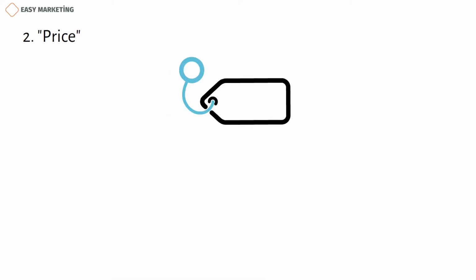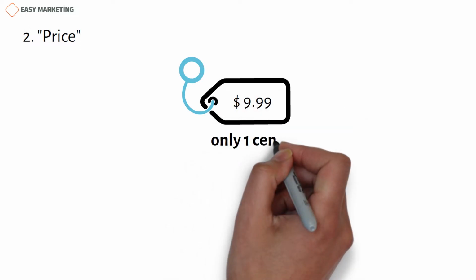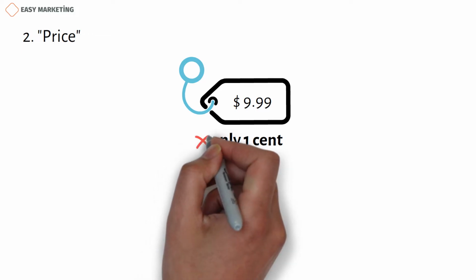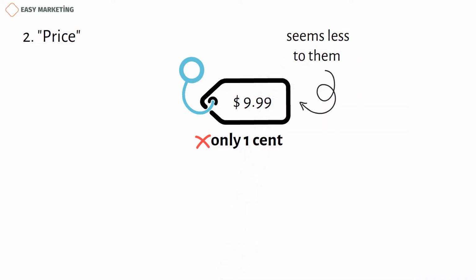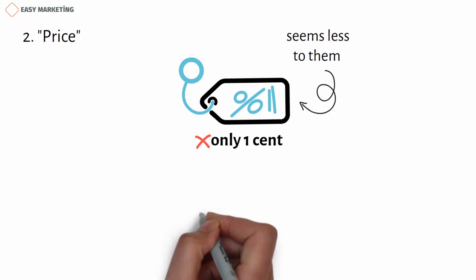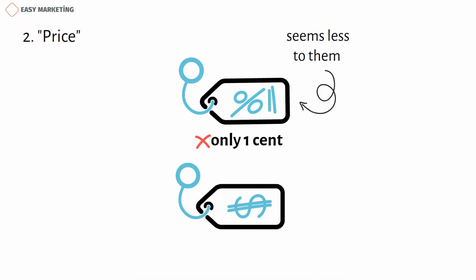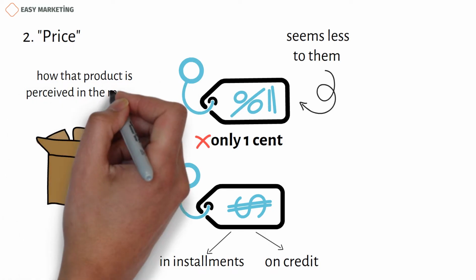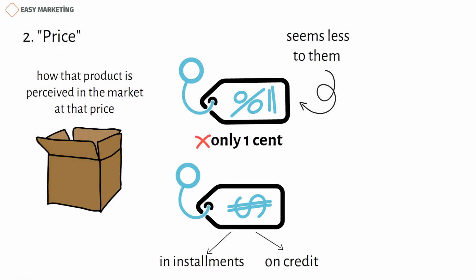You've probably noticed that the price of most products isn't a flat, say, $10, but instead $9.99. Although there's only technically a small difference of just 1 penny, customers perceive it as a bigger difference. $9.99 can seem like a lot less to them. The same is true for products with a certain percentage discount. In other cases, payments for more expensive products can be offered under different conditions, for example, installment plans or on credit. The price of a product determines not only how much profit the company will make, but also how the product is perceived in the market at that price. For example, the high cost of a product will give the impression that it's a premium product in the market.